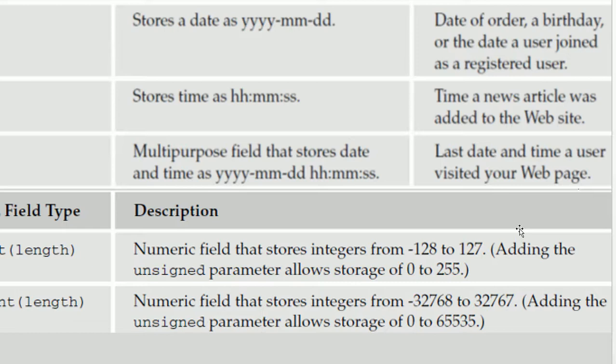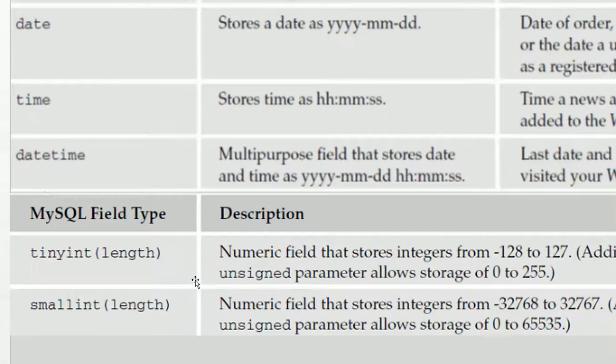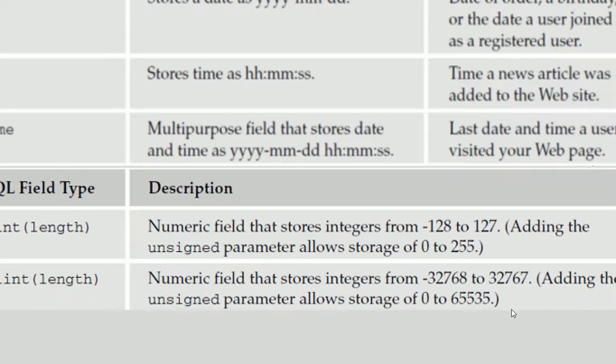Is it clear? And there is one more data type, smallint. If you are using smallint with any column in your table, in your database, then what is that? You can store integer values, numeric values, from minus 32,768 till plus 32,767. Clear? This is the range. So according to the range you want, you can use the data types.